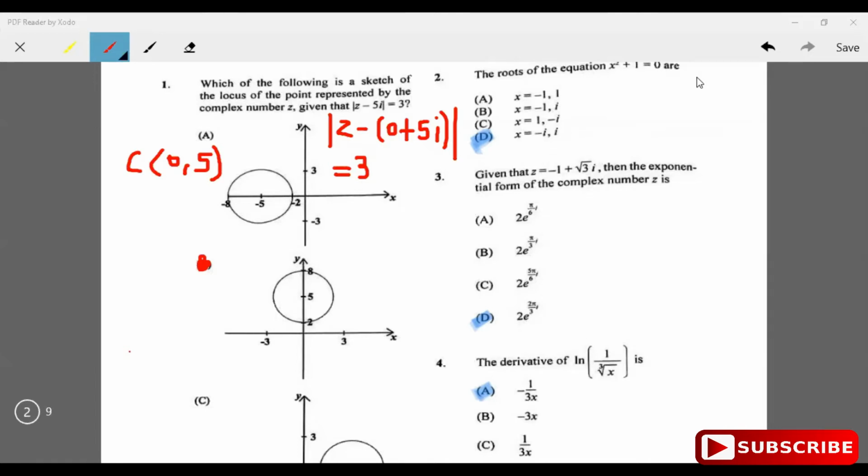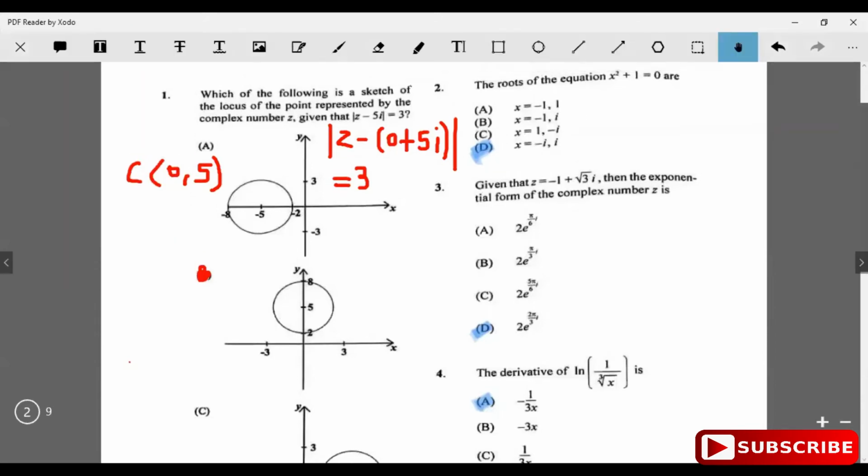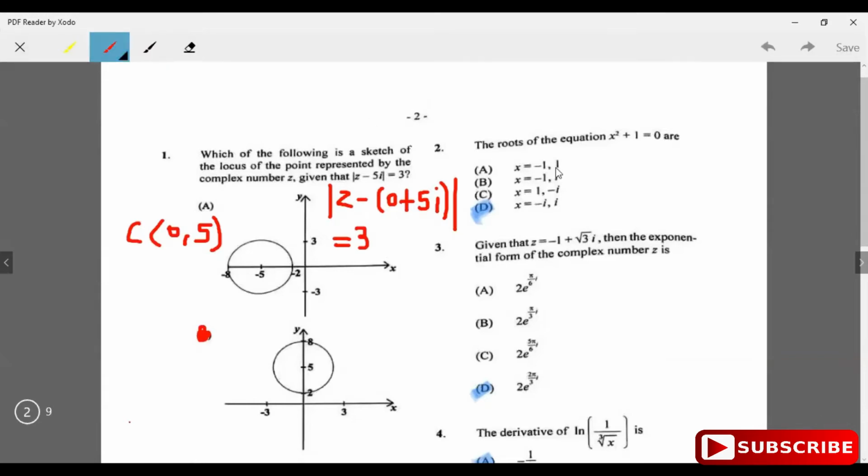Sir, for number 2, you say x squared equals minus 1 and then you square root that. All right, so for number 2, it gives us x squared plus 1 is 0. So x squared equals minus 1, and x will equal plus or minus the square root of negative 1. The square root of negative 1 is i, so x is plus or minus i. Let me just write down these answers. That's option D.